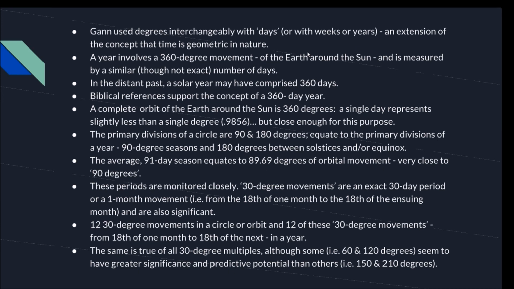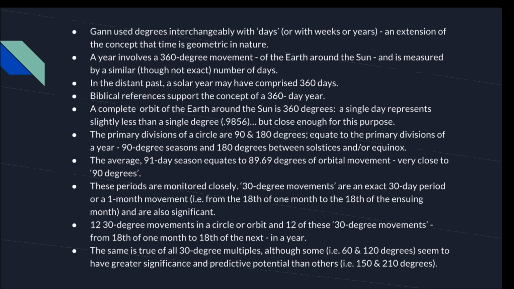The primary divisions of a circle are 90 and 180 degrees. They equate to the primary divisions of a year: 90-degree seasons, and 180 degrees between solstices and/or equinoxes. The average 91-day season equates to 89.69 degrees of orbital movement, very close to 90 degrees. These periods are monitored closely.